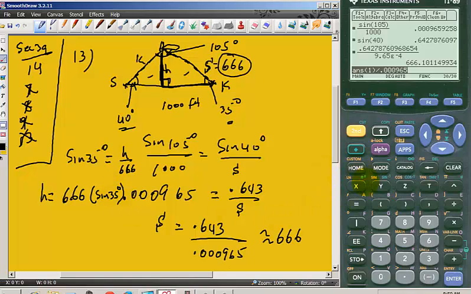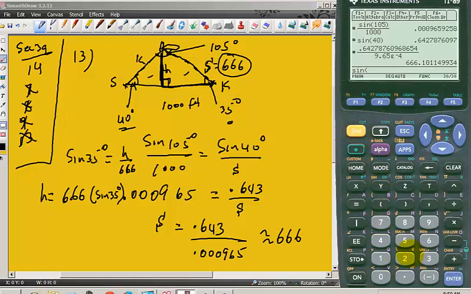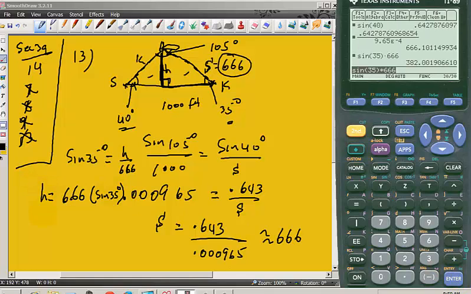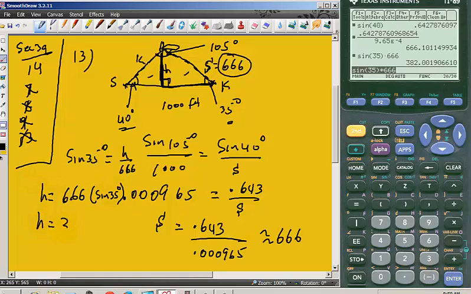So we're going to go to our handy dandy calculator. Sine of 35 degrees, multiply that by 666, hit enter. It's a good decimal representation of that. So the height is 382 feet. That's how high the plane is.